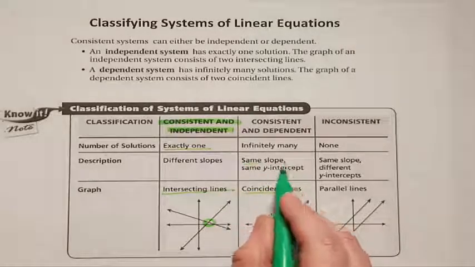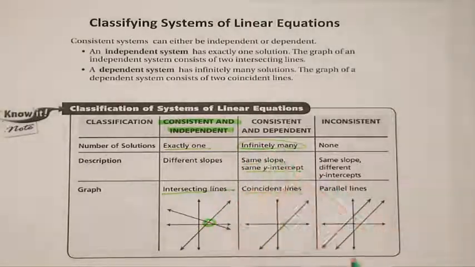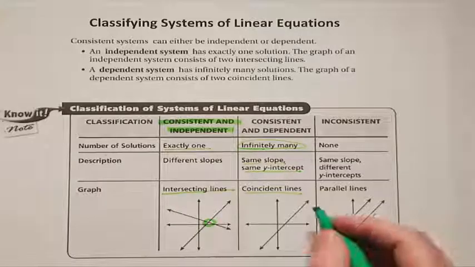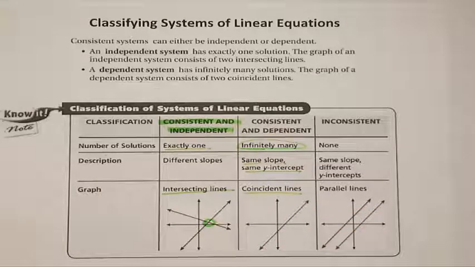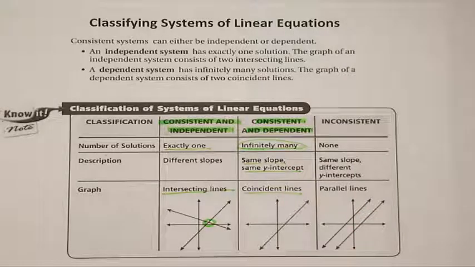They were coincident lines. If they're the same exact line, they shared everything in common because they're the same line. They had the same slope. They had the same intercept. They had every point in common, so they had infinitely many solutions. There's actually two lines right there. If we had to classify that, you would classify that as consistent and dependent.